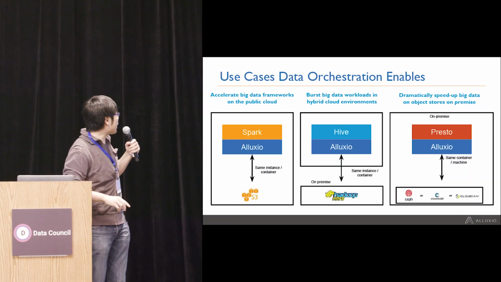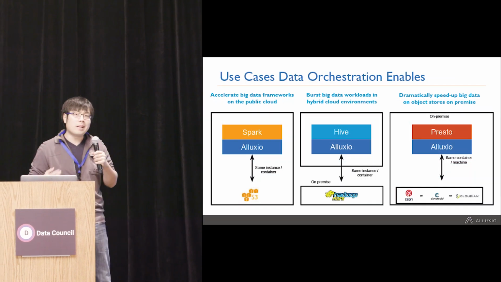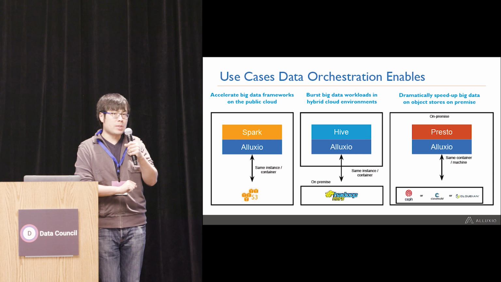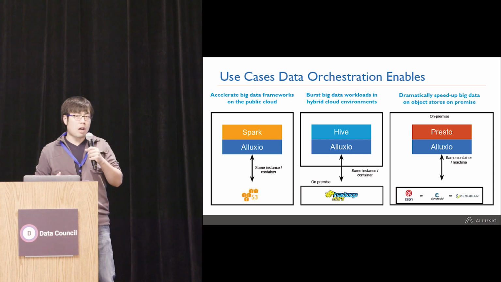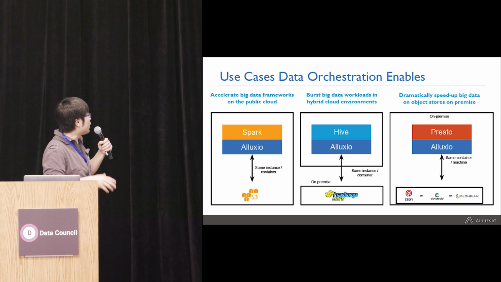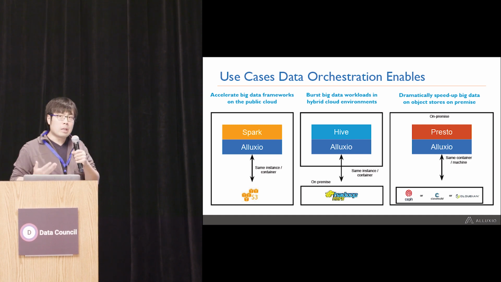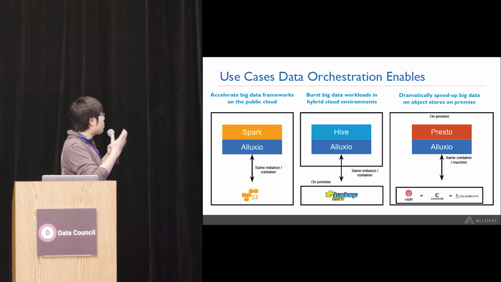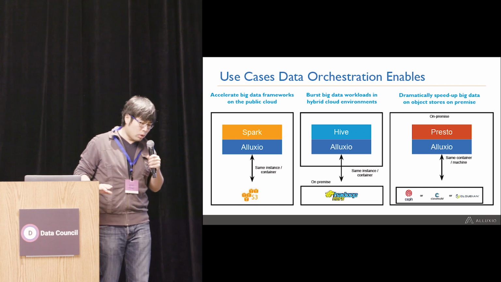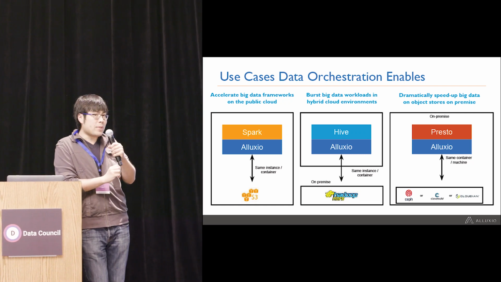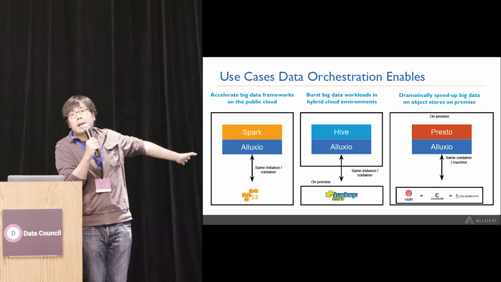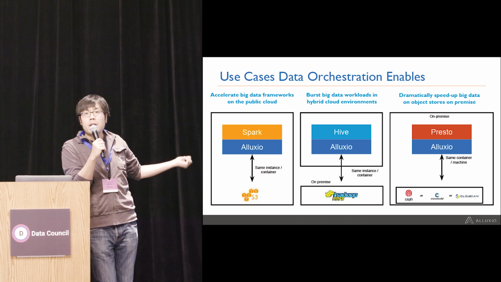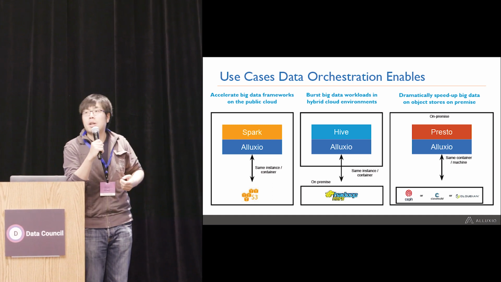So I'm talking about a few cases. Here, Alluxio is the open source project we built as one implementation of this new data orchestration layer. What we do here is show different new use cases we enable in the data ecosystem. The first one is to accelerate the data frameworks on the public cloud.